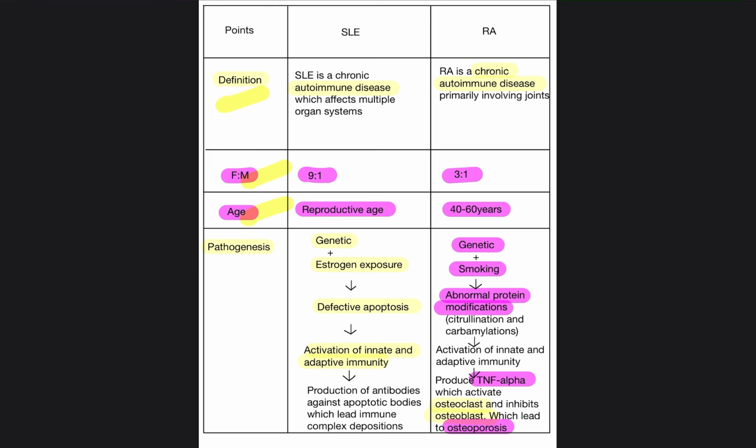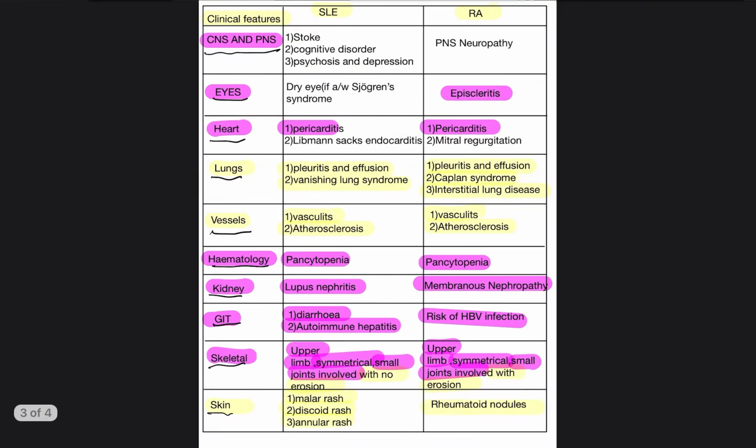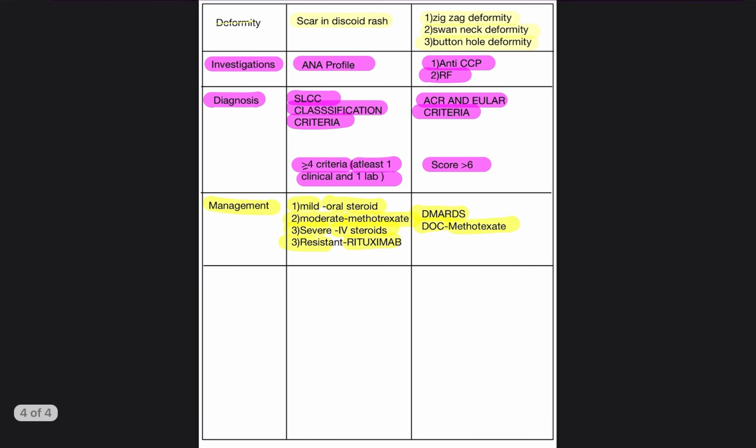So, just for revision, we studied the definition, we studied the female to male ratio, we studied the age group involved, we studied the pathogenesis, we studied the clinical features, we studied the deformities, we studied the investigations, we studied the diagnosis, and we studied the management.